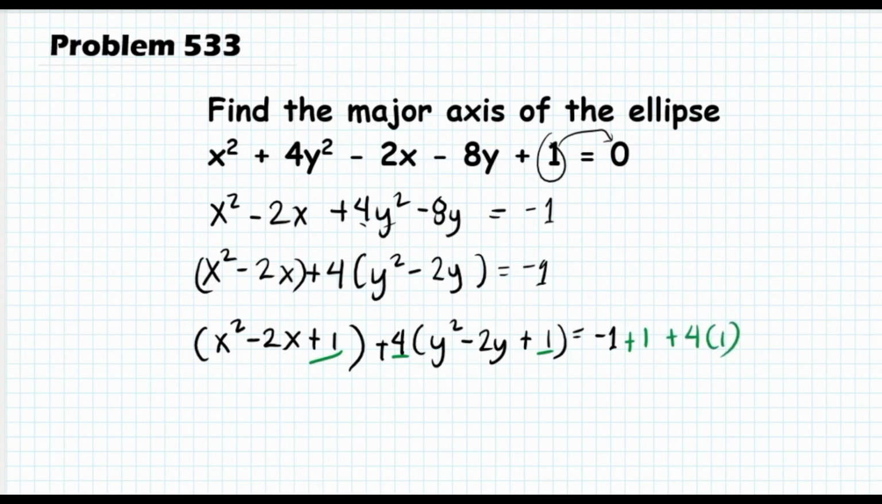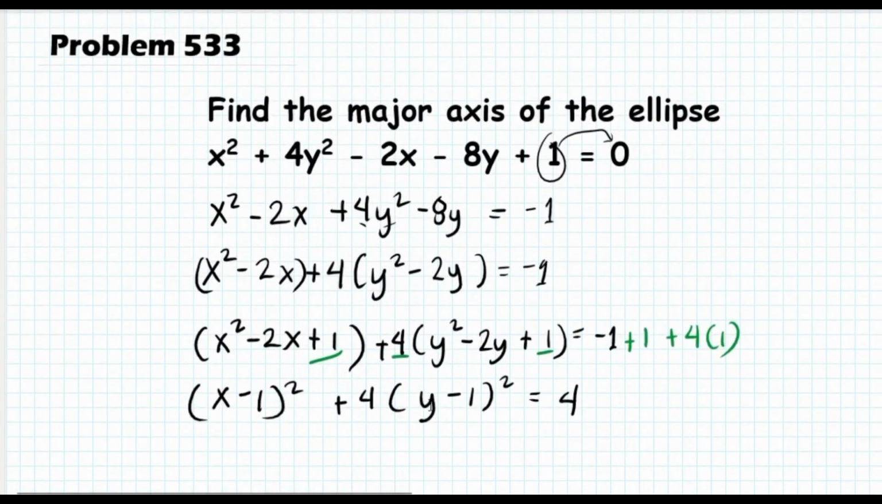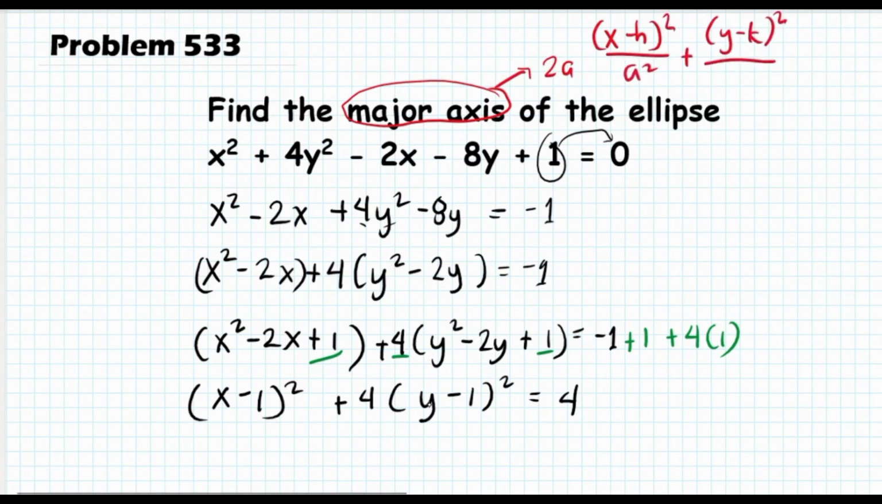So, plus 4 times 1. Okay? Ngayon is we just need to make this as a binomial square. So, x minus 1 squared plus 4 times y minus 1 squared equals negative 1 plus 1 is 0. So, 4 na to. Target natin is gawin po siyang standard form. Okay? Standard equation. So, bakit? Kasi po, ang hinahanap po natin ay si major axis. And we know that major axis is equal to 2a. And we also know that the standard equation of an ellipse is x minus h squared over a squared plus y minus k squared over b squared is equal to 1. So, ibig sabihin, malalaman ko pag naging ganito na yung form ng equation kung sino si A.